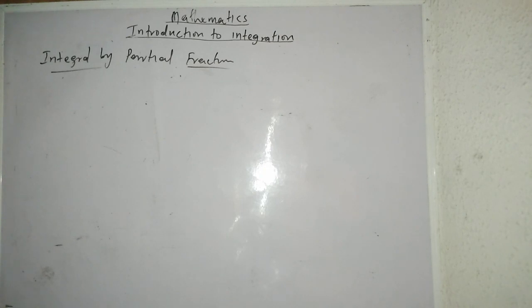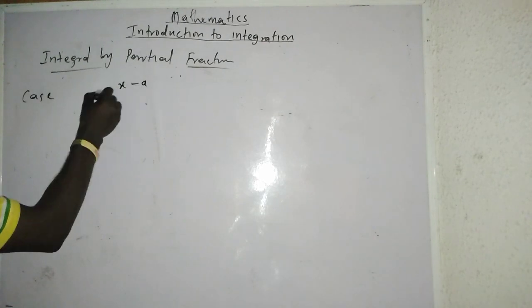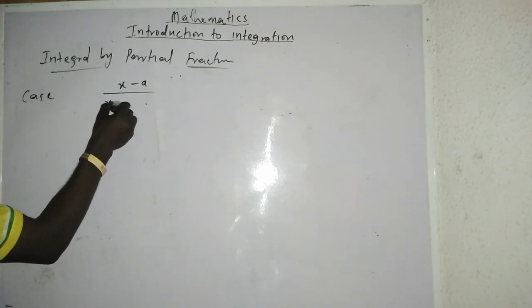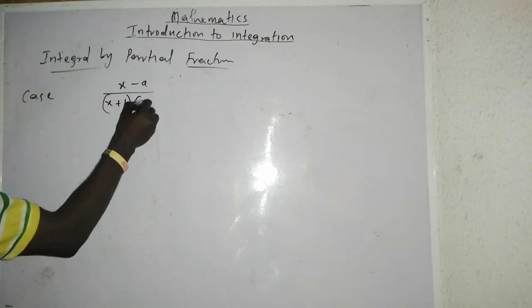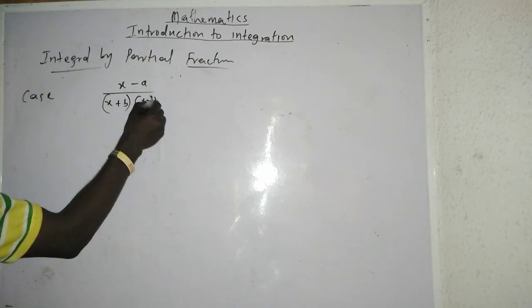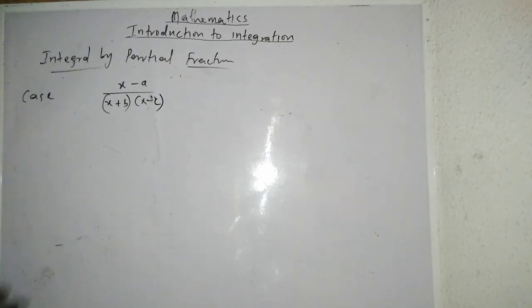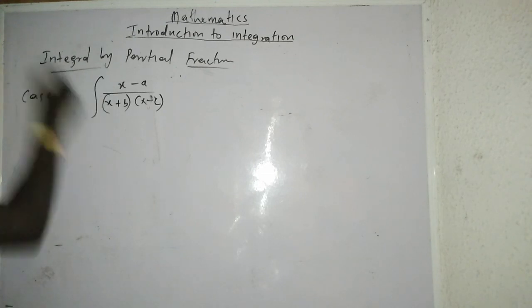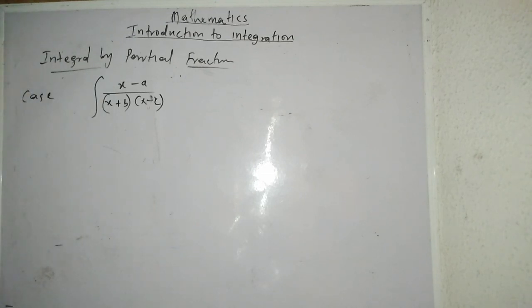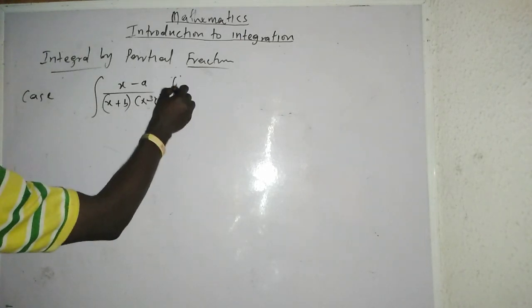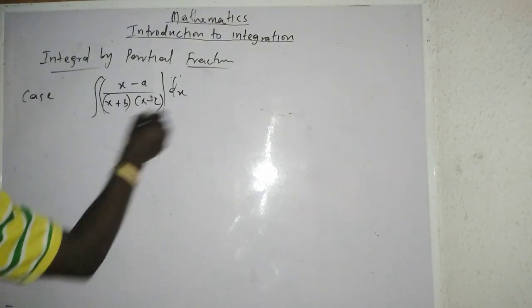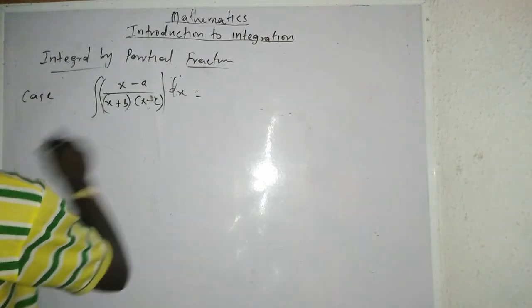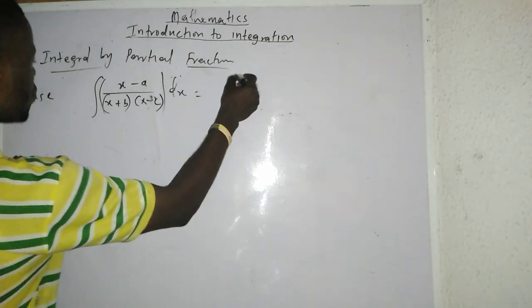Okay, case 1. My case 1 can be 1 divided by x minus a, bracket of x minus b, x minus c. Anyhow, this is case 1 of partial fraction. If I should do the partial fraction of this one, it means I want to integrate it also. Why am I doing partial fraction? It's just to integrate. The first one with respect to x.